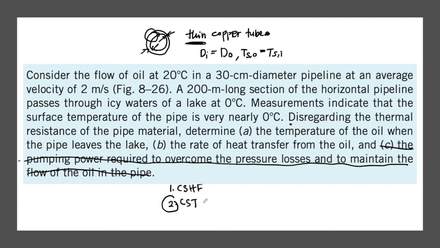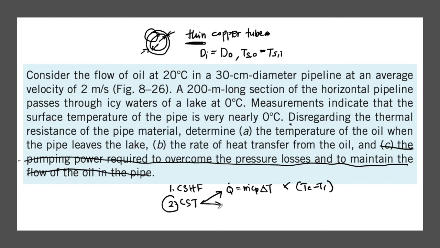Under constant surface temperature, we know that there is an equation for Q dot, which is m dot Cp delta T. Can we use this equation? No. Why? Because delta T is Te minus Ti. We do not have the value for Te. That is why the question asks us to find the temperature exit of the oil. So we cannot solve for Q dot by using this equation.